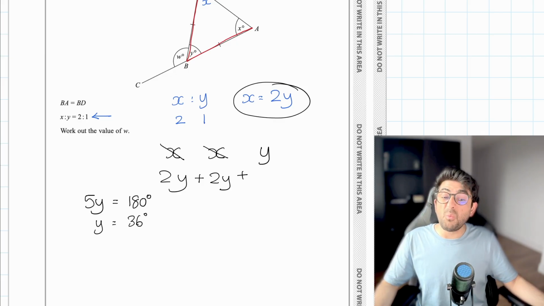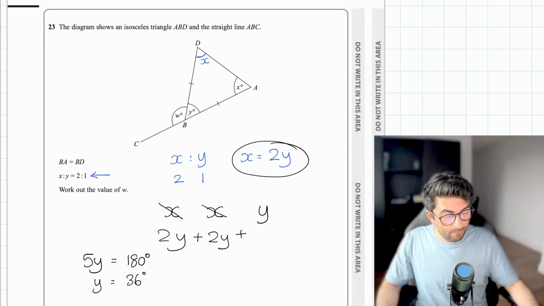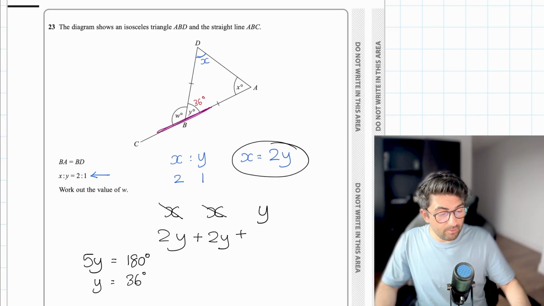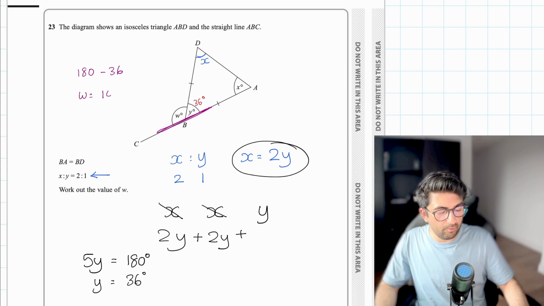Okay, so now we know what y is. Well, what did we say earlier? If we know what y is, we can also work out w by taking away from 180. So w is 180 take away 36. Therefore w has to be 144 degrees.